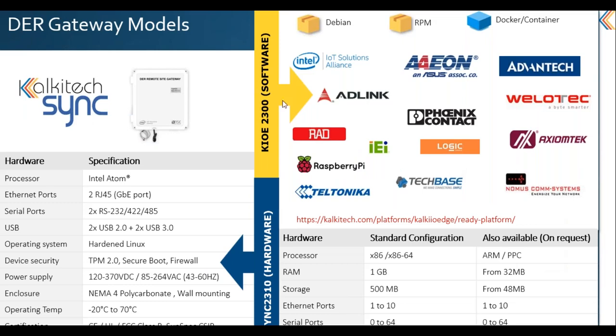Let's look at the details of the gateway models. This is the hardware model, the SYNC 2310, which comes with an Intel Atom processor with two Ethernet ports to connect with the field and other devices. And there are two serial ports, RS-232 or RS-485, which can also directly connect with the DR assets in the field. A few USB interfaces, and the device is fully hardened, running hardened Linux with TPM 2.0 secure boot and an inbuilt firewall, which enables a high-security device for exposing data from a DR site.